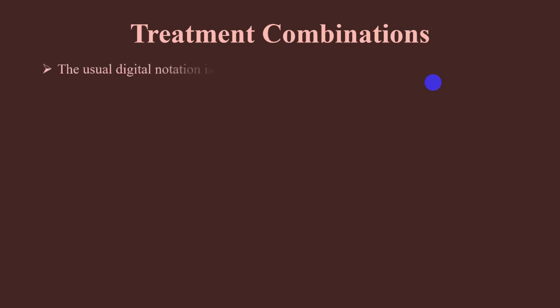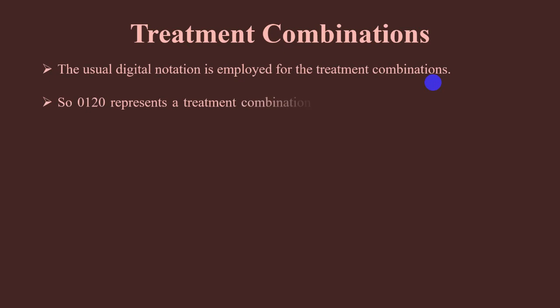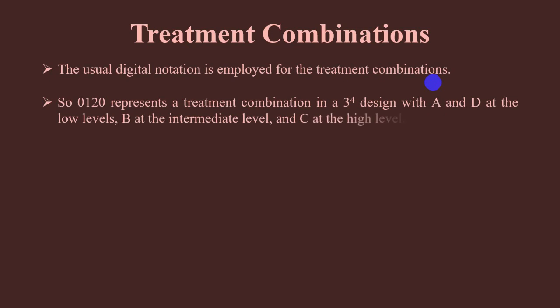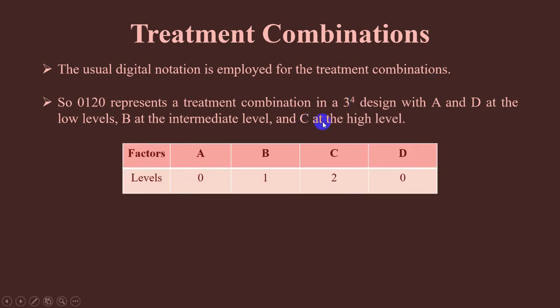The usual digital notation is employed for the treatment combinations. So 0120 represents a treatment combination in a 3 raised to 4 design with A and D at low levels, B at intermediate level and C at high level. So this is the table which shows us there are 4 factors because it is a 3 raised to 4 factorial design, and what the level of each factor is. So A is at low level, B is at intermediate level, C is at high level and D is again at low level.